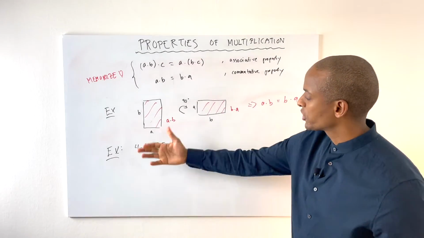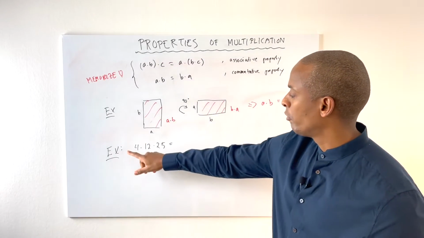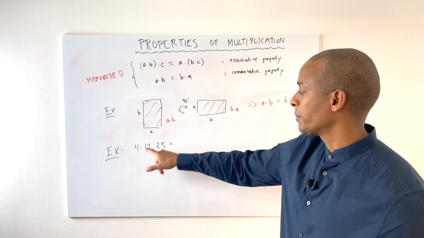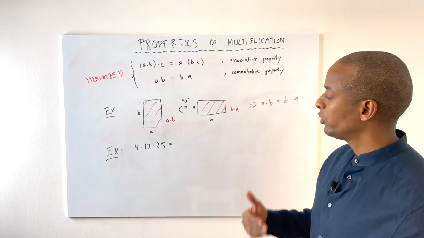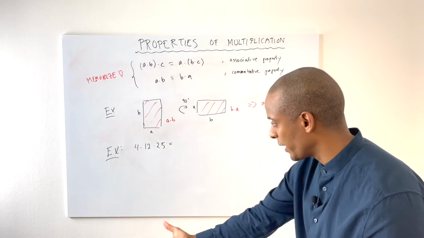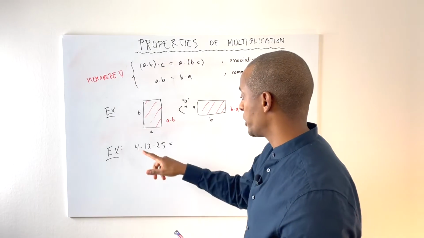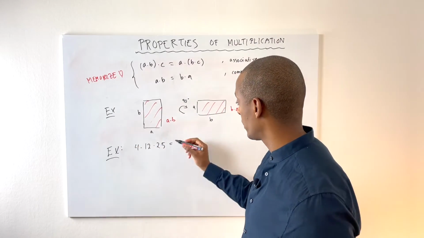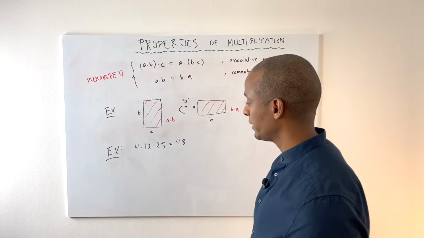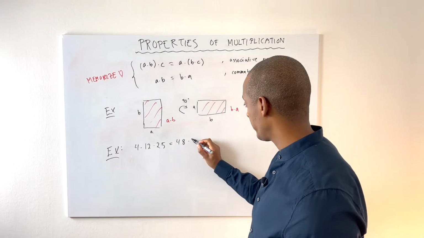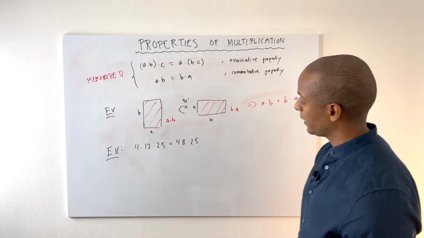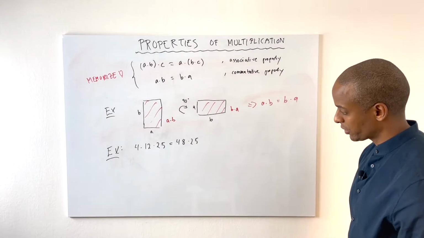Okay, so let's do an example here. Let's say we want to multiply 4 times 12 times 25. First, we're going to do it the brute force way. So that would be simply just to go for it. So we do 4 times 12, that's 48, right? Times 25, right? Okay, 48 times 25, that's quite difficult.